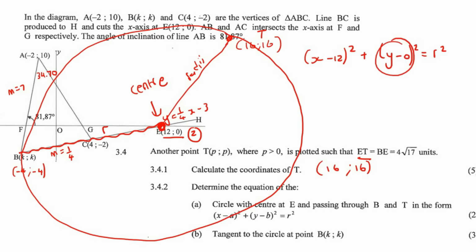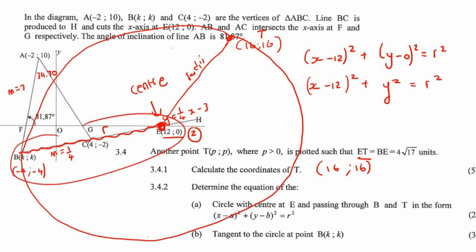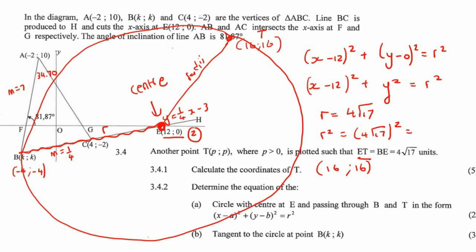Okay, and then this is just going to be y squared, so I'm just going to do that. Now we can work out the radius, but we already know this length. We already know that that length is 4 square root 17. So the radius is 4 square root 17. So r squared would be the square of this, which is 272. And so the answer would be the following. Like that. And then lastly, it says find the tangent to the circle at point B.